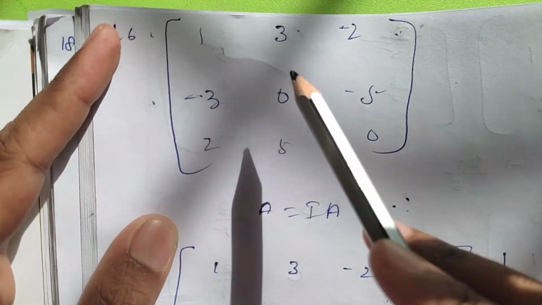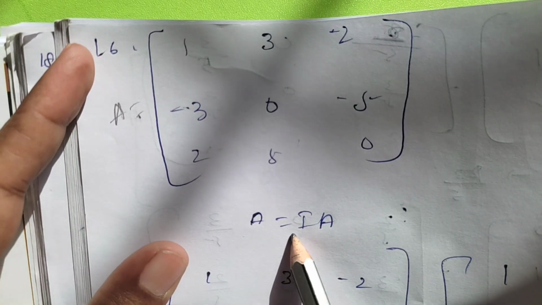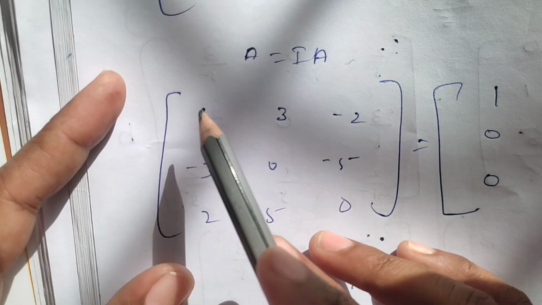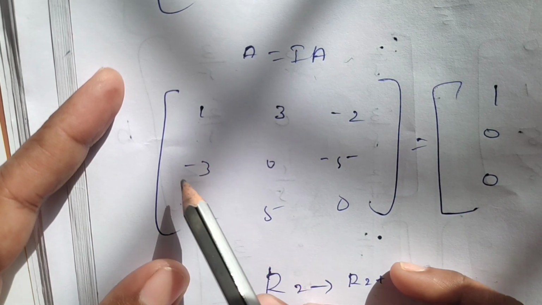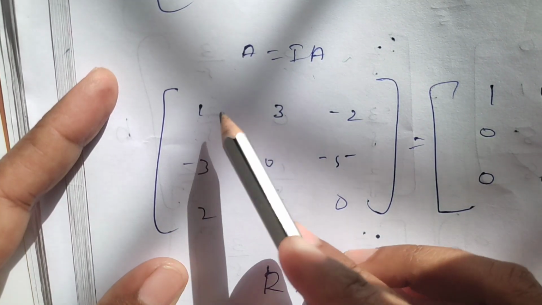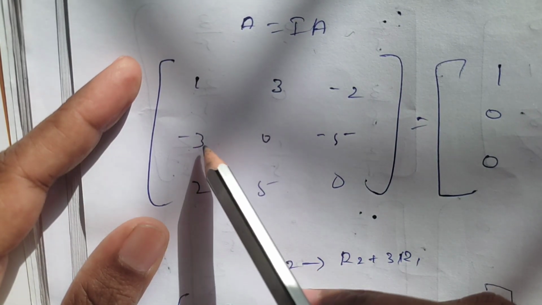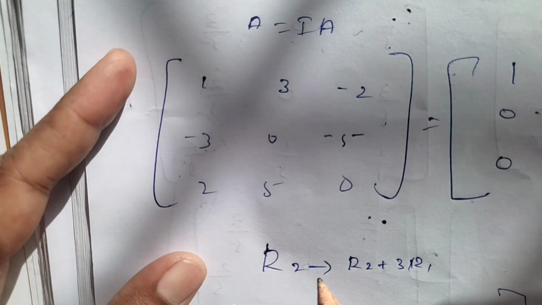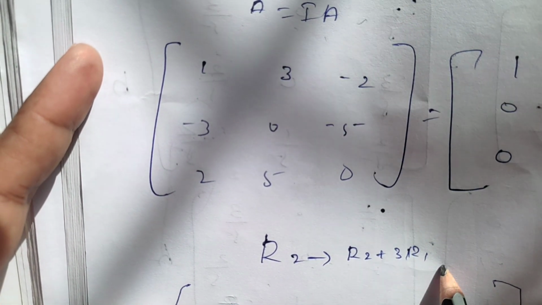The next problem, a 3 by 3 matrix A is given, and I'll write A as A is equal to I into A. The first step is we have to make this element 1, but we already have this as 1. So we'll move to the next step, making these two elements 0 with the help of R1. Minus 3 plus 3 will give you 0. So R2 plus 3 into R1 will make this element 0. So I'll take the elementary transformation R2 tends to R2 plus 3 R1.